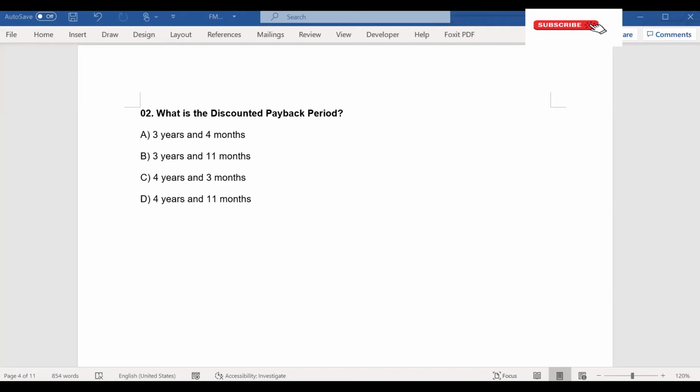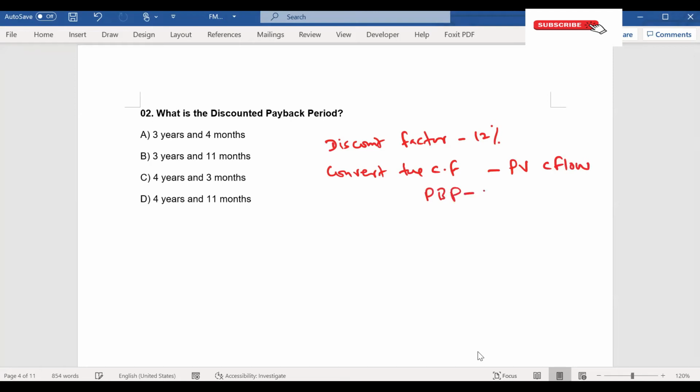To calculate the present value, we need to discount the cash flows by using the discount factor of 12%. So we need to convert the cash flows into present value cash flows. Then calculate the payback period. That will be the discounted payback period.